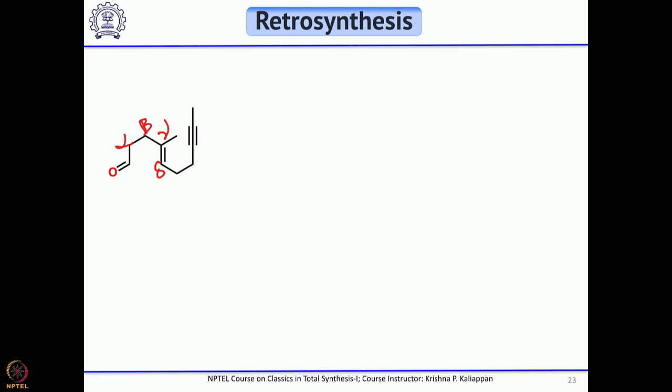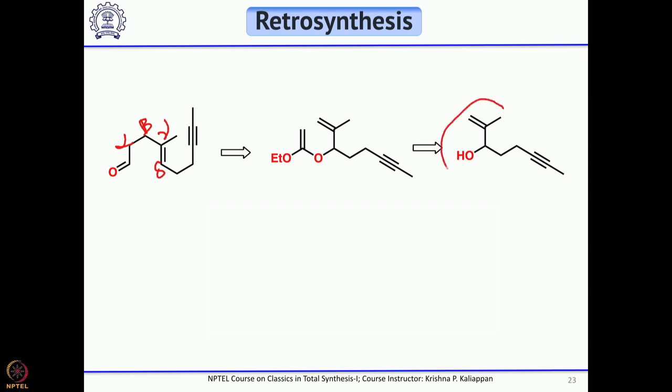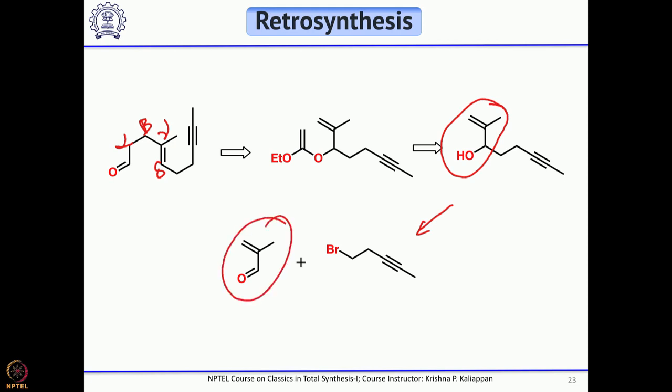So gamma, delta unsaturated aldehydes are normally prepared from an allylic alcohol via Claisen rearrangement. This is called the Johnson ester Claisen rearrangement. So you can get this aldehyde from this. You will get an ester, and that ester can be converted into the aldehyde. Now that can be prepared from this allylic alcohol.